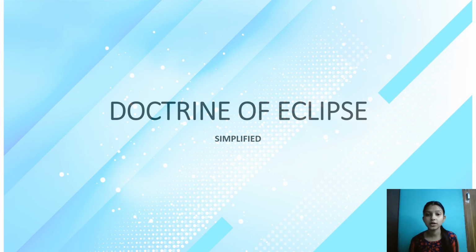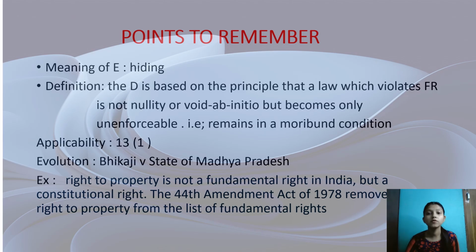So today we are going to understand the doctrine of eclipse in the simplest manner possible. Let us know about the meaning first, then we will get to the points that we should remember in order to understand the doctrine effectively. So the doctrine is the doctrine of eclipse. In order to understand what is there in the doctrine, it is very important for us to know the basic things relating to the doctrine.